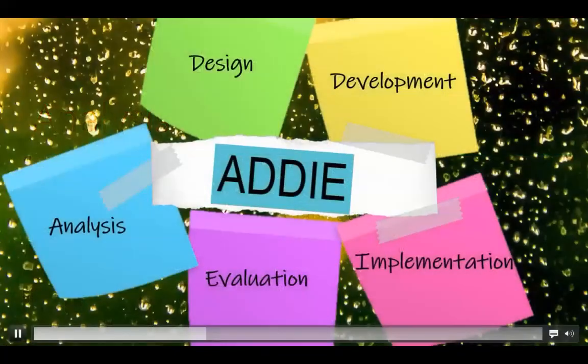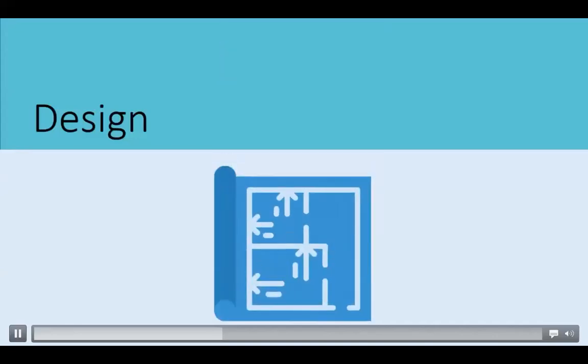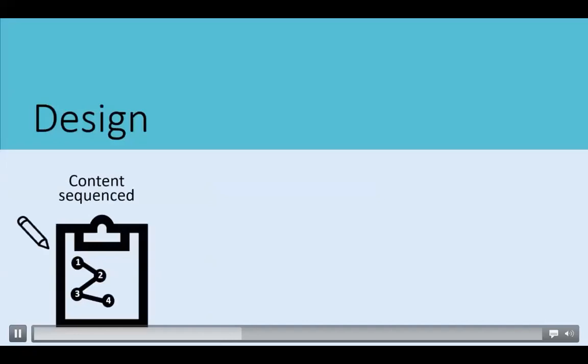This information is used to guide the activities of the instructional designers during the next stage, the design stage. During the design stage, the instructional designer creates the blueprint for the instruction. There are several major activities included in this stage. The learning content and information is sequenced into logical segments or units.